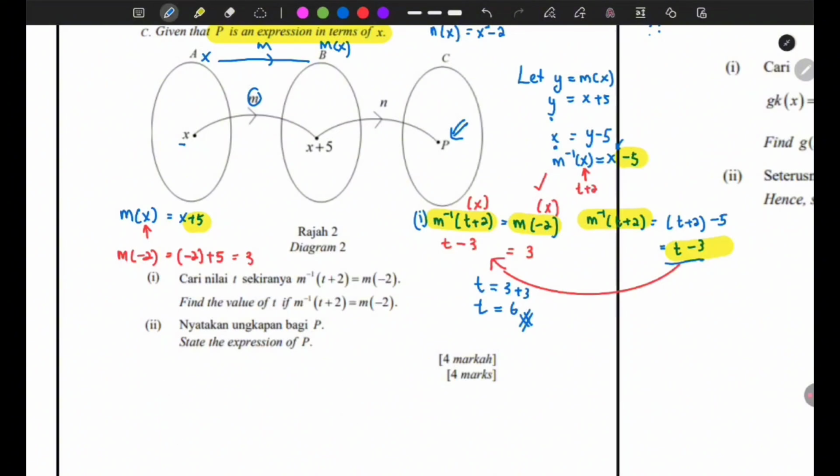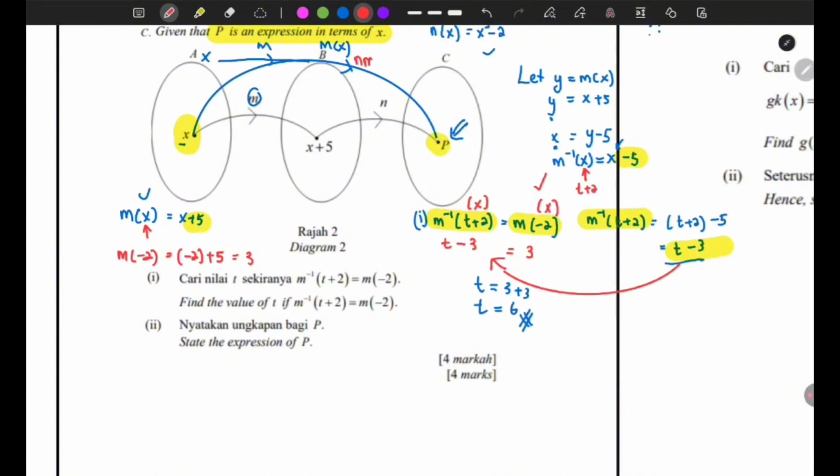So how are you going to find? You have your mx. You have your nx. That means you can do a composite function, right? That links the x straight away to p. Because they say p, the expression of p in terms of x. So your x is here. That one links from x all the way to p through the composite function. What do you call the composite function? Yeah, composite function.